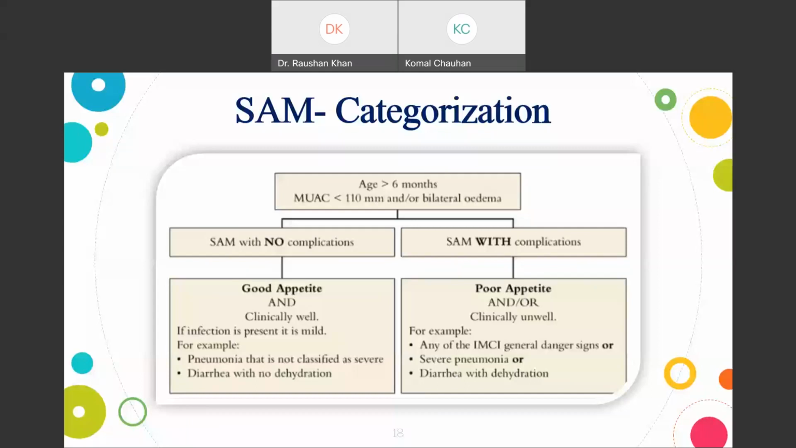Today we are covering this much, and in the next session, I will be covering the tools and how to use those tools properly to categorize and detect malnutrition. These tools we will talk about in the next session, which will be this coming Saturday.